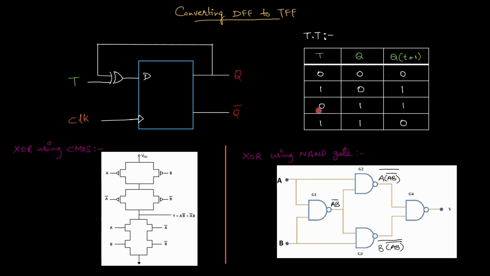And let's just verify it using the truth table. Here when the T is 0, the output doesn't change. It is same as the Q. But when the T is given as 1, the output is just the inverse of the Q. And that's exactly the behavior of a T flip-flop.